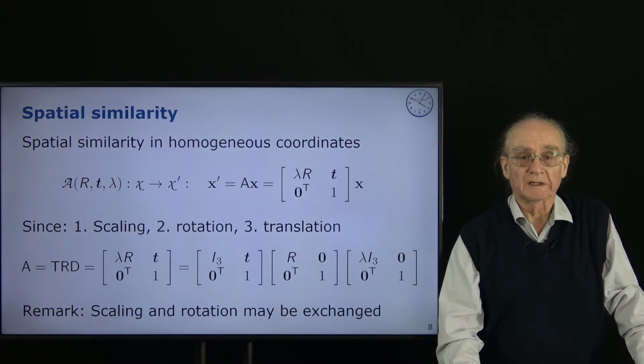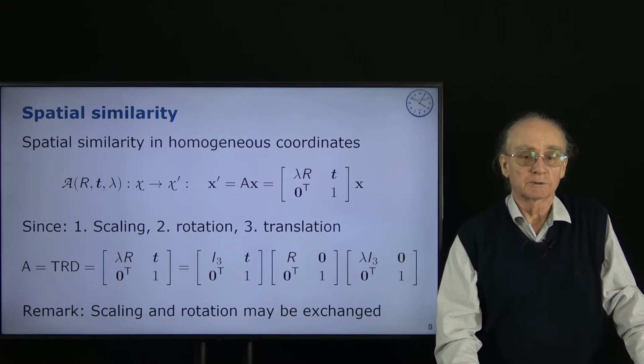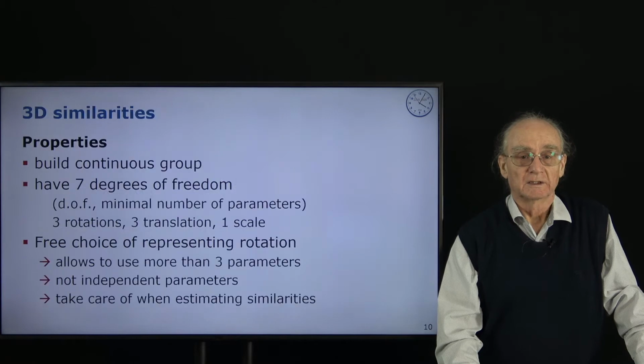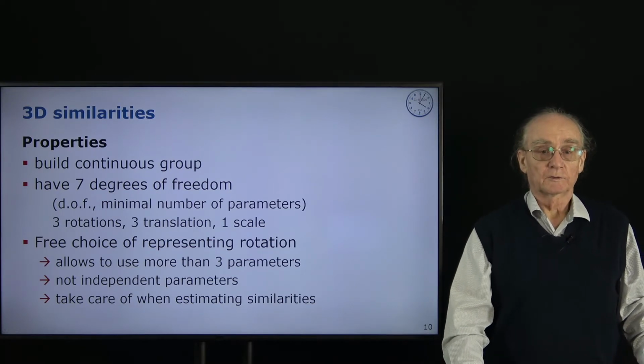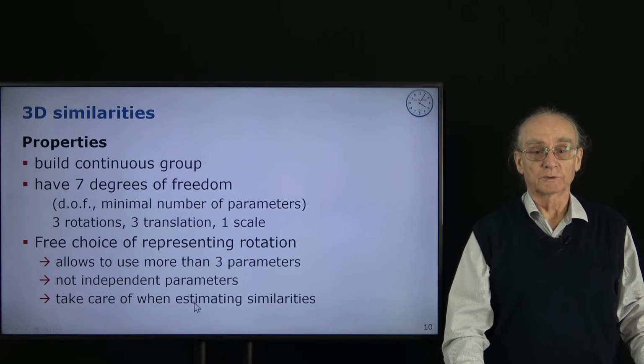So we can do it with any of the representations which we discussed in the last lectures. If we choose another representation, not with 3 parameters, but with more, then of course those are not independent anymore, and we have to take this into account when we do the estimation.